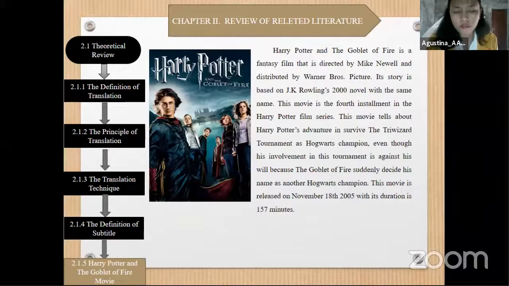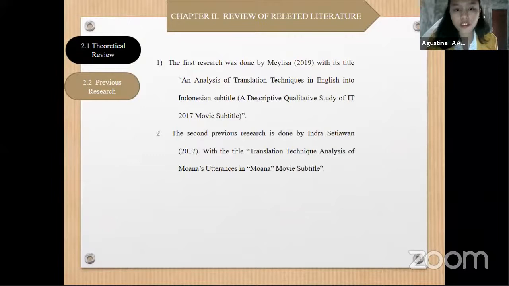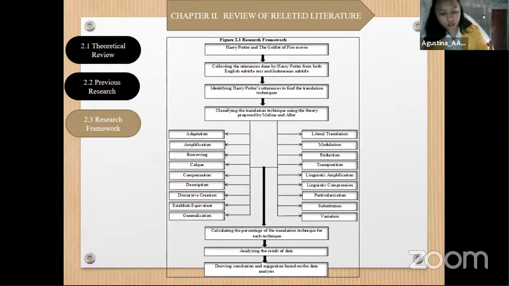Second is review of related research. The first research was done by Melissa in 2019 with its title, An Analysis of Translation Technique in English into Indonesian Subtitle, a Descriptive Qualitative Study of IT 2017 Movie Subtitle. The second research was done by Indra Setiawan in 2017 with the title, The Translation Technique Analysis of Moana's Utterances in Moana's Movie Subtitle. My research framework.